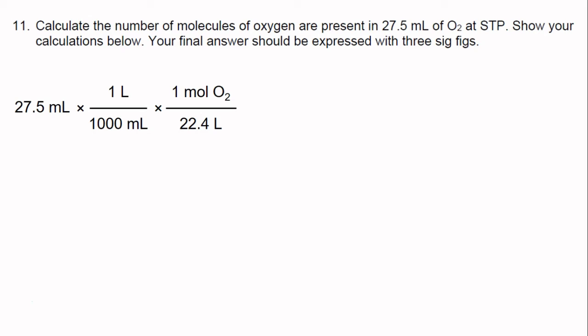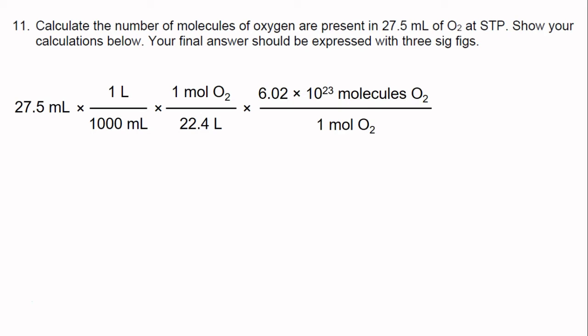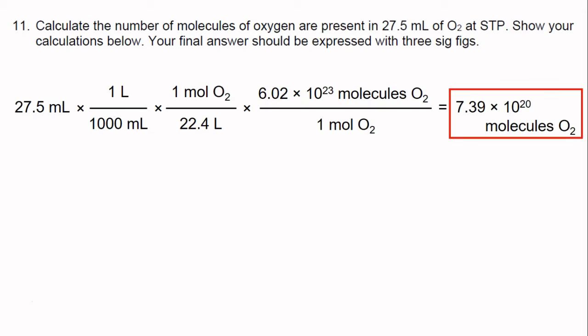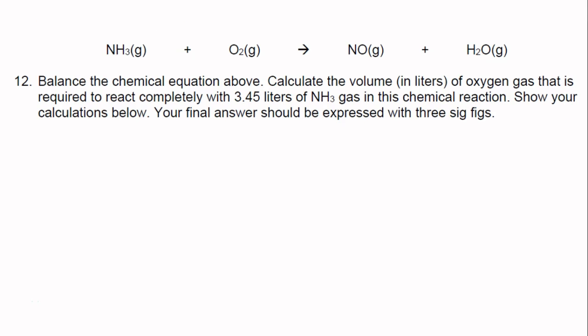We can now convert from moles into molecules using Avogadro's number. And if we do all of this math and round off our final answer to 3 significant figures, we get 7.39 times 10 to the 20 molecules of oxygen. All right, the next question, number 12, involves an unbalanced chemical equation. Let's go ahead and balance that.